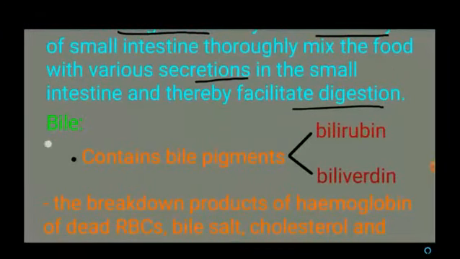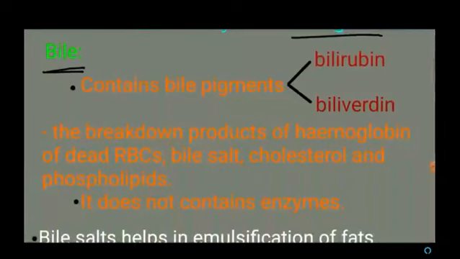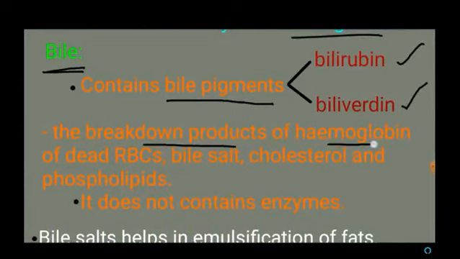First we are going to see about bile juice. What are the components of the bile juice? The bile juice contains bile pigments. What are the bile pigments? Bilirubin and biliverdin. These are the pigments which are the breakdown products of hemoglobin of dead RBCs.